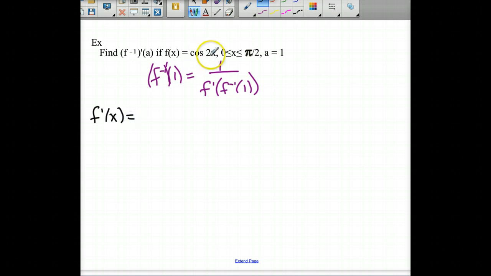The derivative of cosine 2x. 2x is the inside function. So the derivative of the outside would be negative sine 2x, and then times the derivative of the inside. So I would write that negative 2 sine 2x.